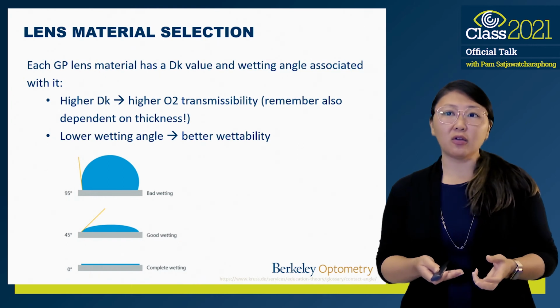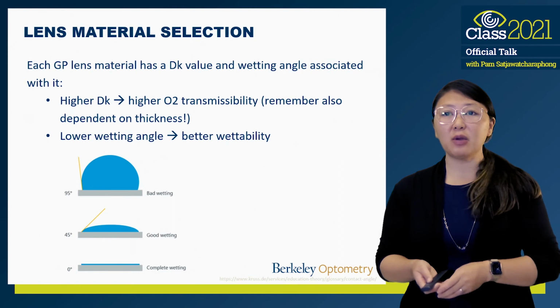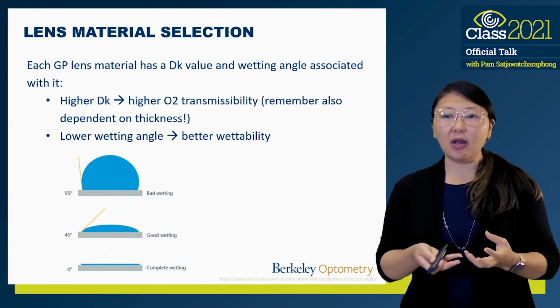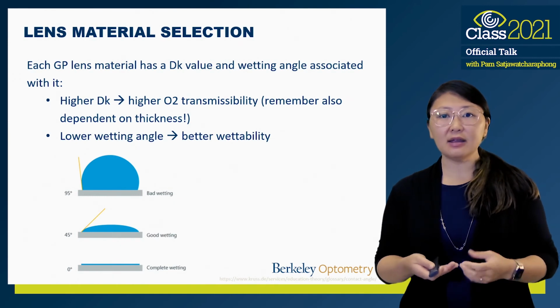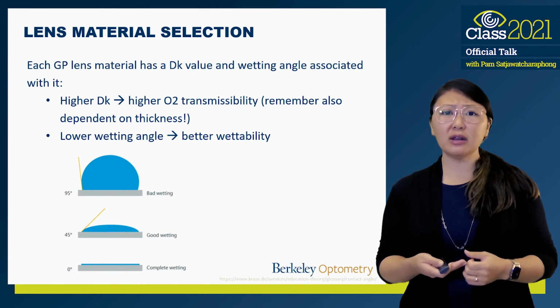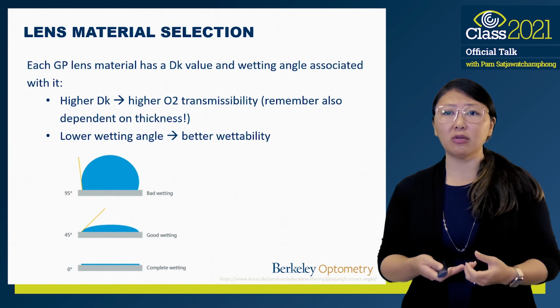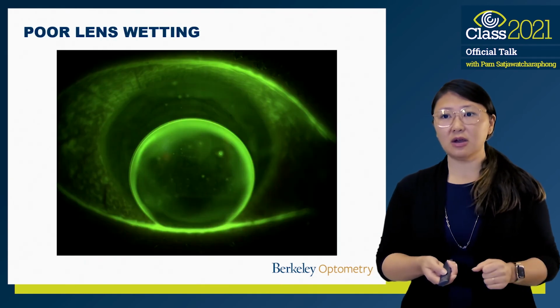Lower wetting angles are associated with lower wettability. So in the cartoon below, you can see that if we have a very large wetting angle, the fluid is sort of beading up on the surface. And this may be seen in patients who have dry eye, a lot of ocular surface disease. And so you may try to choose a GP material that has a lower wetting angle to help with this problem. So let's show this video here.